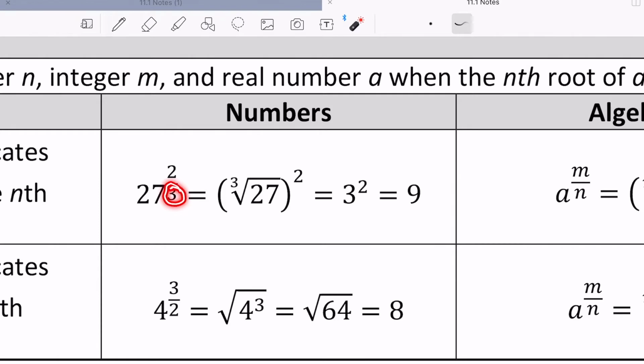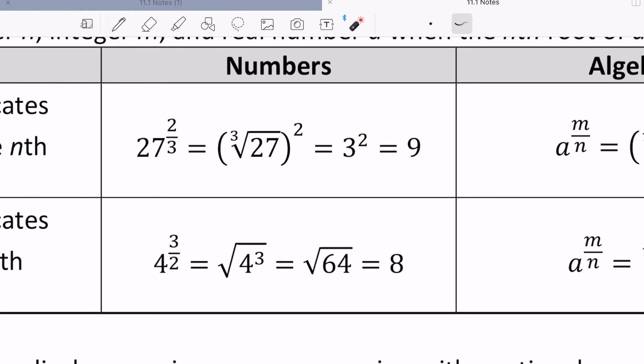Now, looking at the number examples here, we have 27 to the power of 2/3. Taking the nth root of a, we have the cube root of 27, which is 3, and then raising it to the exponent of 2 simplifies to 9. That's the first method. The second method takes the nth root of a to the power of m. So we have the square root of 4 to the power of 3, which is 64, and then the square root of 64 gives us 8. Now, these two methods, although they are different, will provide us with the same answer, okay?